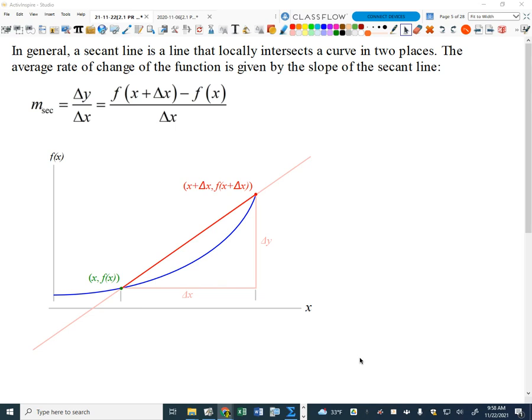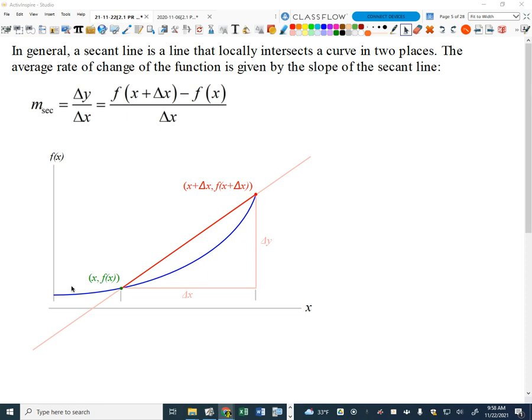All right, so when we talk about derivatives, the first thing we have to do is define what's called a secant line. When we talk about a secant line compared to a tangent line, a secant line is a line that locally intersects a curve in two places.